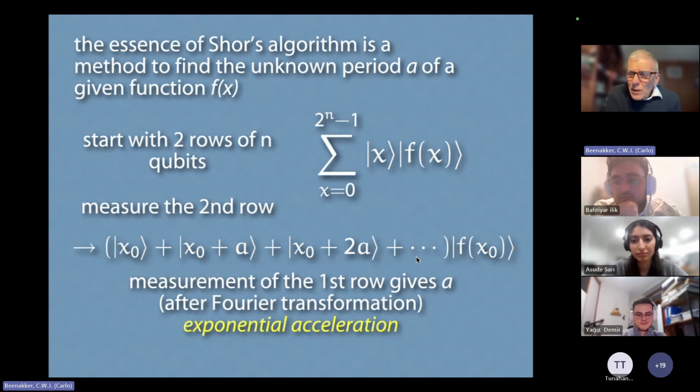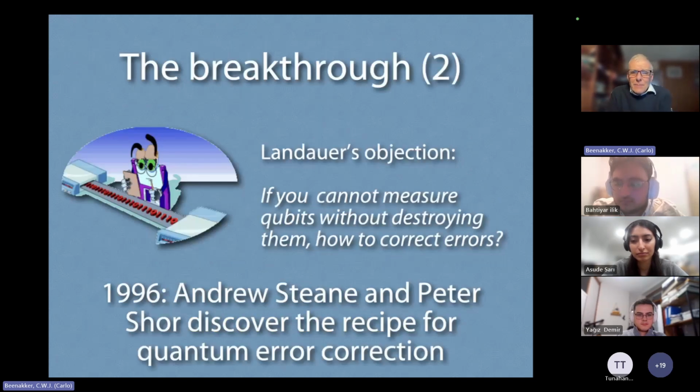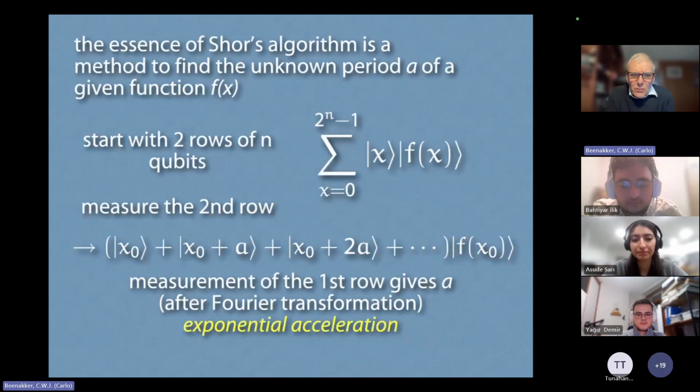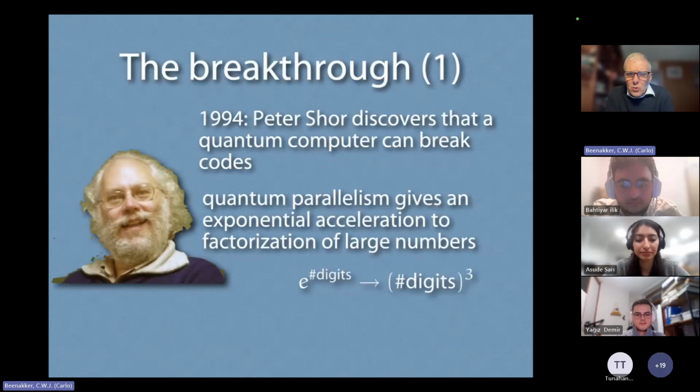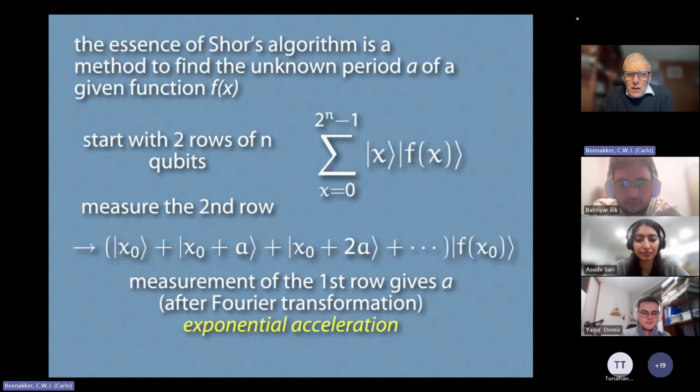Who cares? You want to do good stuff with quantum computers. You want to do useful stuff with them, make money with quantum computers, not break codes. And that's something which we have now learned. I will come back to that in just a moment. But first, I want to mention one other breakthrough. I mentioned the breakthrough from 1994. That was Peter Shor. And then there was another objection.